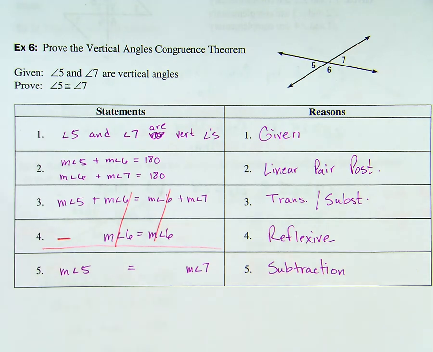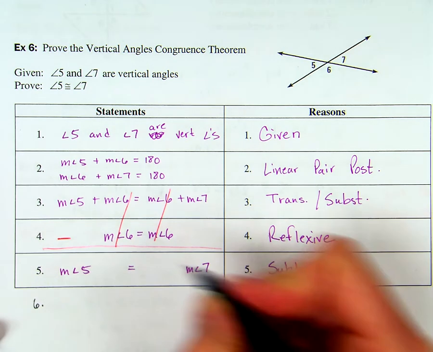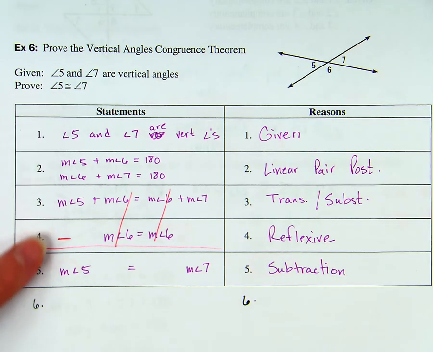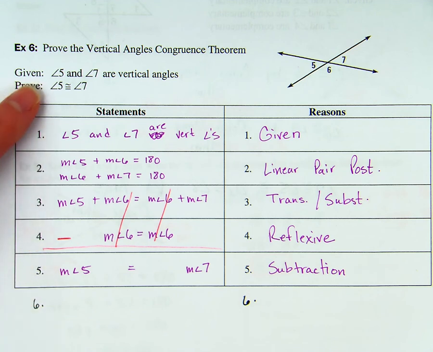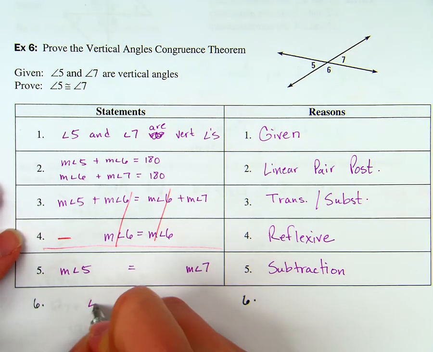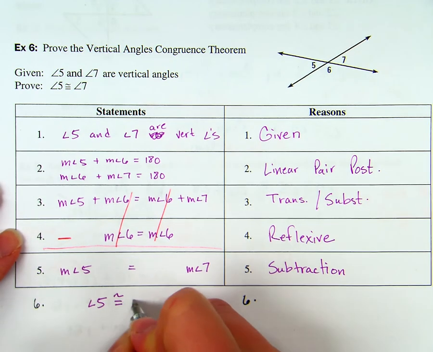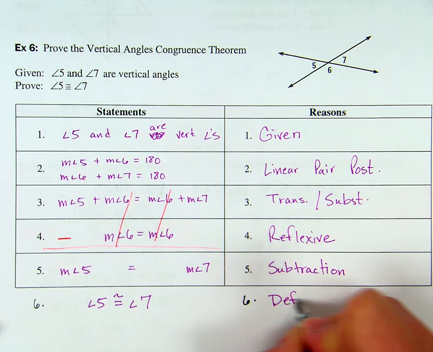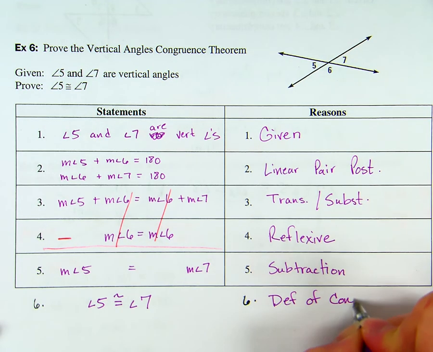Now we do need to add one more line to this proof. We're not quite there. Our goal is to say that our angles are congruent. Right now we have that our angles are equal. So what do we need to do to change equality into congruence? If you're not sure, check back at the last proof. We used it there. Did you find it? Did you find the definition of congruent angles? If you did, you got it right.